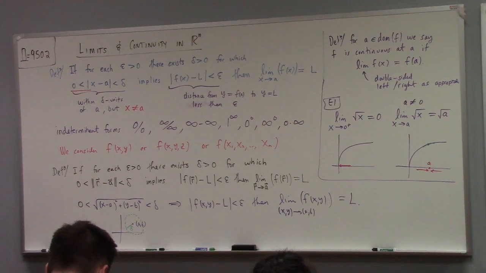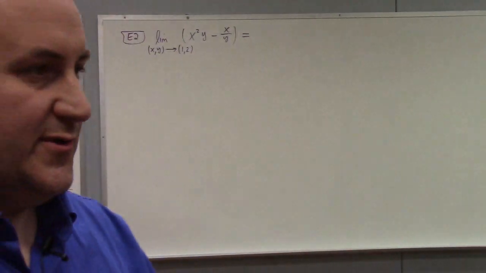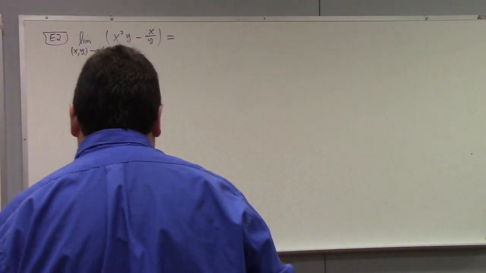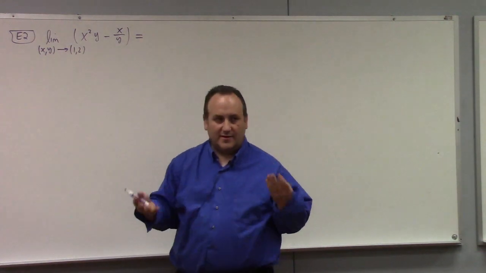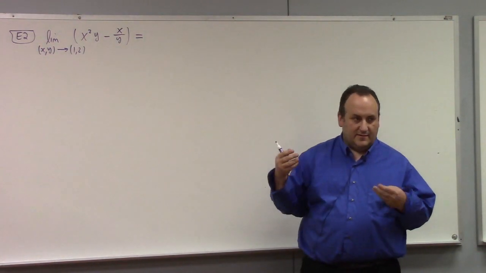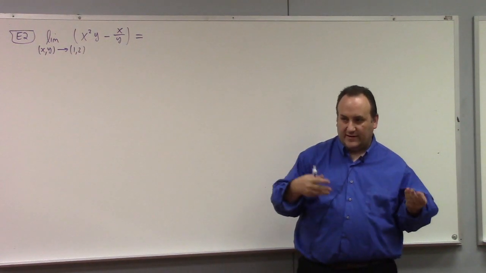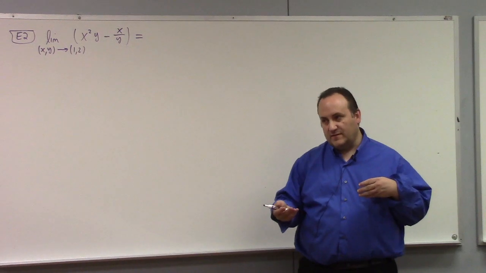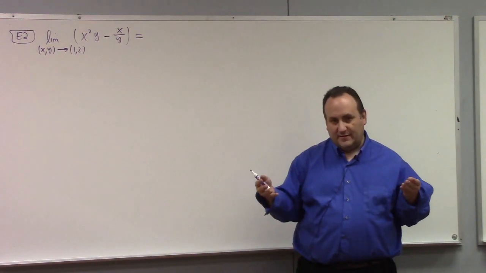And listen, I'm going to be somewhat lazy in here, guys, and I'm just going to use words. For the multivariate limit, we have limit laws. What are the limit laws? Limit of a sum, sum of the limits. Limit of a product, product of the limits. Limit of a quotient, quotient of the limits. Limit of a composite, composite of the limits.